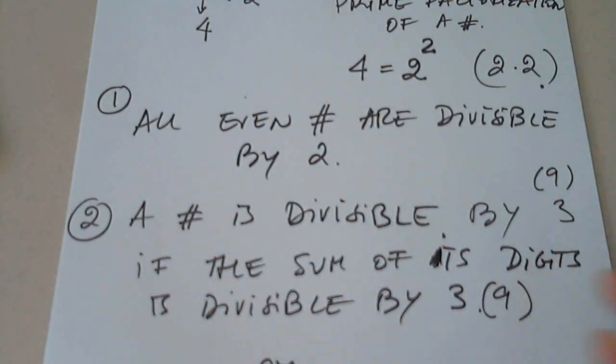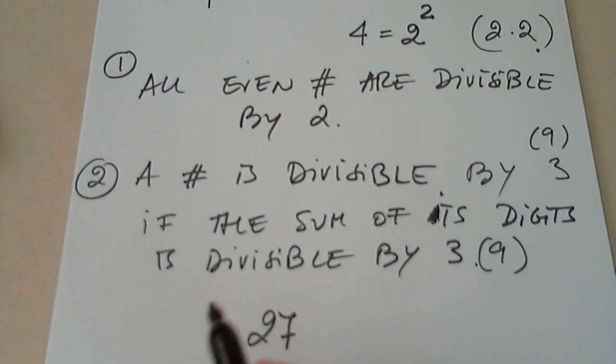So the rule is the same for 3 and 9. I add up the digits. If the resulting number is divisible by 3, I'll say 27 is divisible by 3. If the resulting sum is divisible by 9, I'll say it's divisible by 9. Okay. Rule number 3.